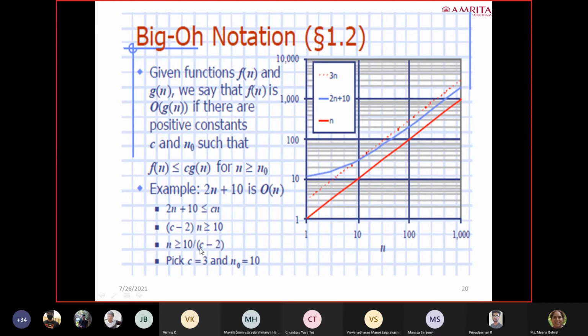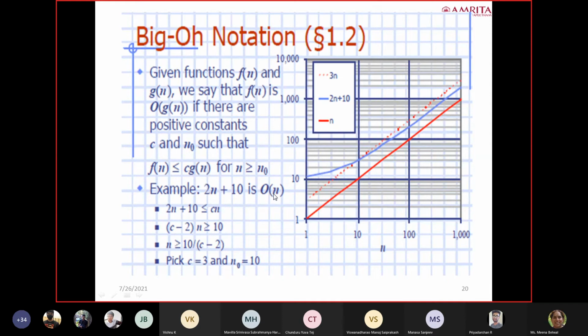So I take C as 3. So 3 minus 1 becomes 1. So n should be greater than or equal to 10. And as per this condition, my n should be greater than or equal to n0. So with this, we found out that n0 should be equal to 10. So if my n0 is 10 and C is 3, then I can say that Fn is less than or equal to C of Gn. So I found out that Fn is less than or equal to 3 of Gn, C of n.